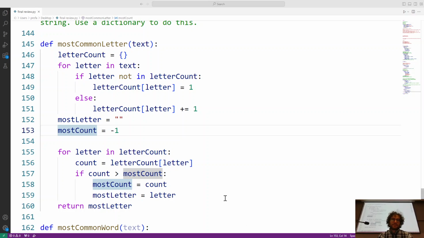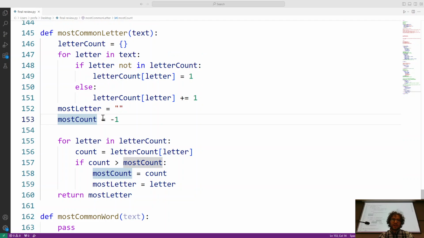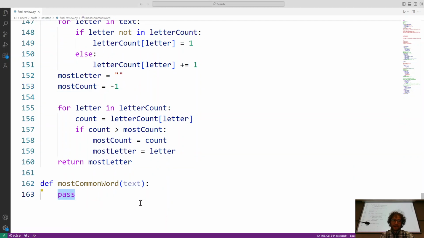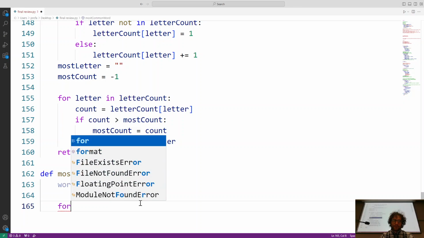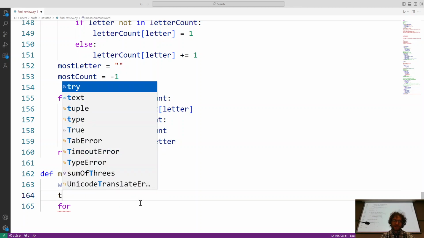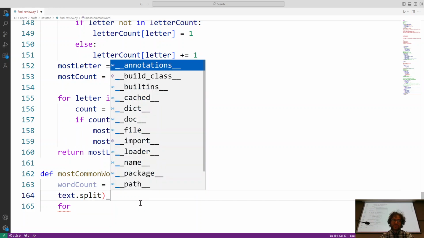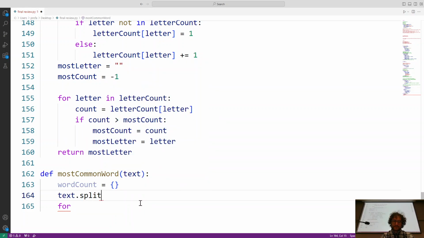Okay, so this one shouldn't be too bad of a transition. First off, over here, instead of doing a letter count, we're going to just call it word count. And that's equal to a dictionary. And what we're going to do is iterate through again, but what are we iterating over? As I mentioned, text.split to split it up into words, split on spaces.